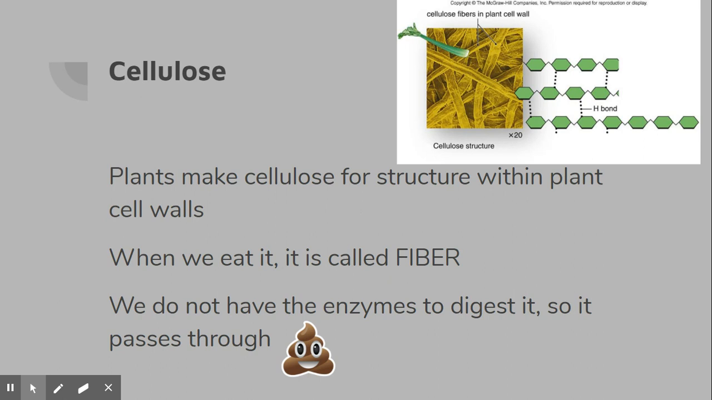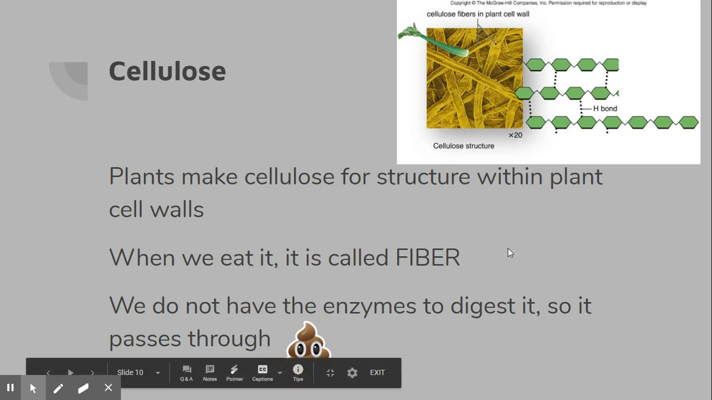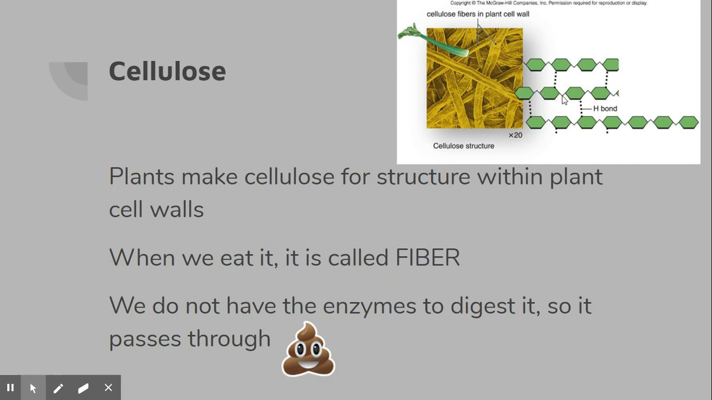And the reason that we eat fiber is because we actually don't have the enzymes in our digestive system to break these bonds, these glycosidic bonds that make up fiber. So it just passes right through us. But the good news is that it is good for our digestion because it keeps our colon cleaned out.